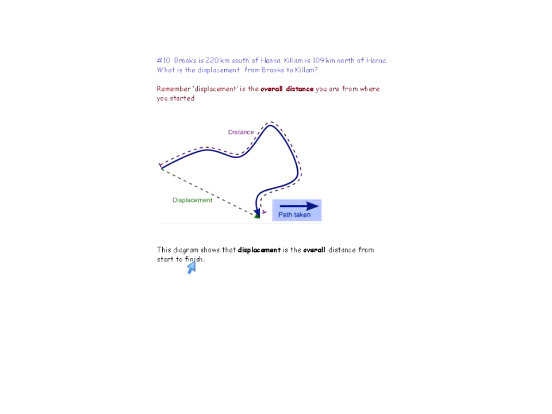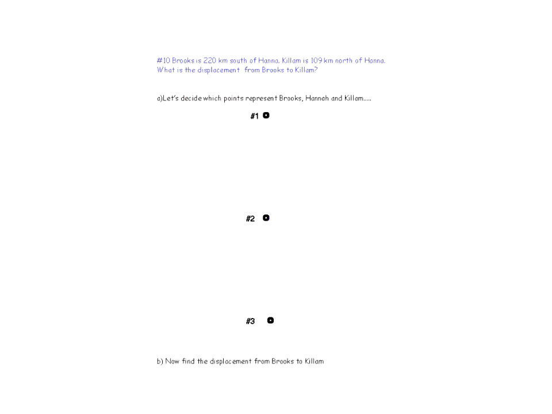So this question says Brooks is 220 kilometers south of Hannah and Killam is 109 kilometers north of Hannah. What is the displacement from Brooks to Killam? Okay, so again, we've got the problem written again here. So what we need to do is label these points.